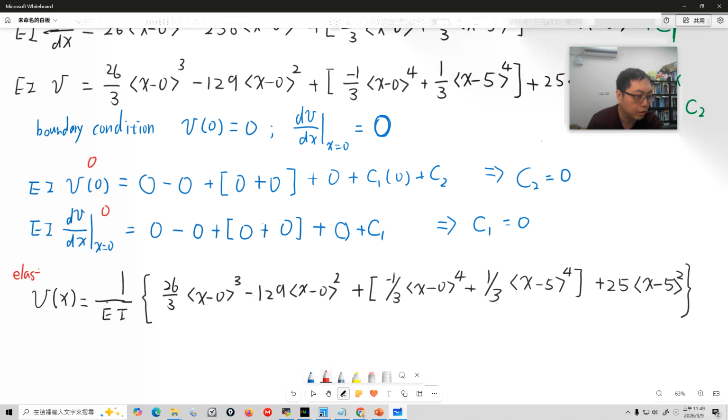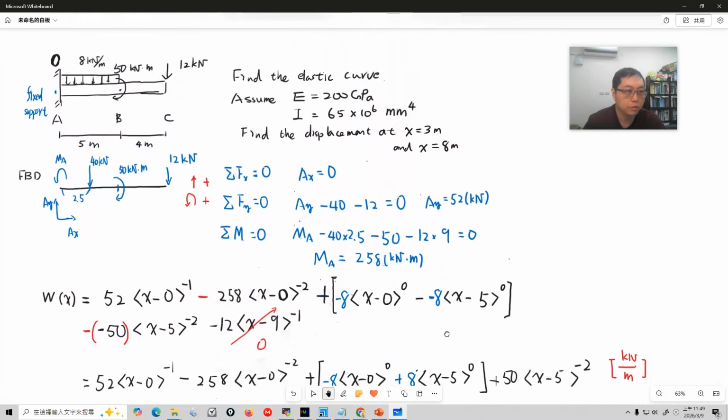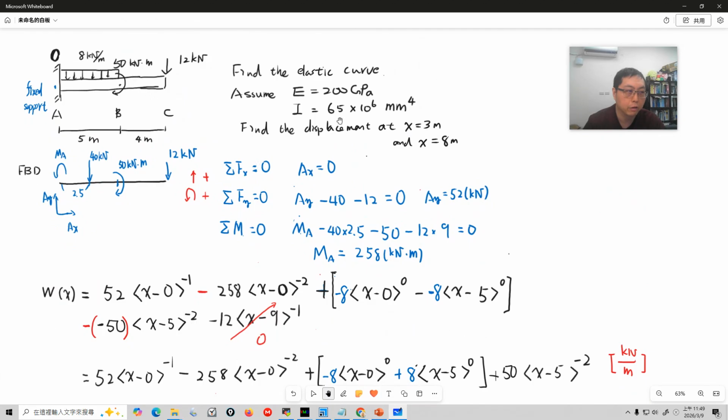We solved our elastic curve, but I add two questions. So we assume E is 200 gigapascals. Let's roll back. I assume E is 200 gigapascals and the moment of inertia of the cross-section area is 65 times 10 to the power 6 mm to the power 4. Let's find the displacement at x equals 3 and x equals 8.